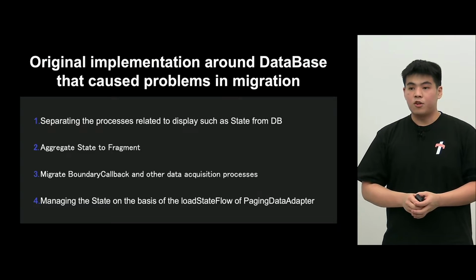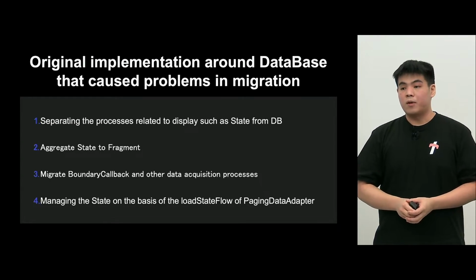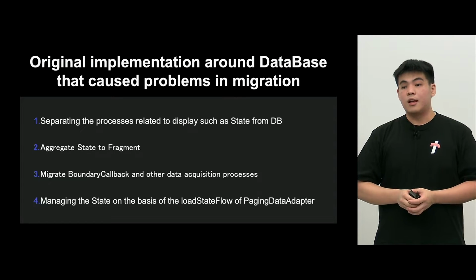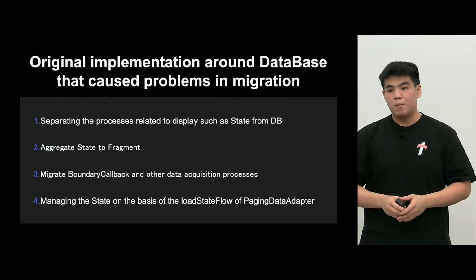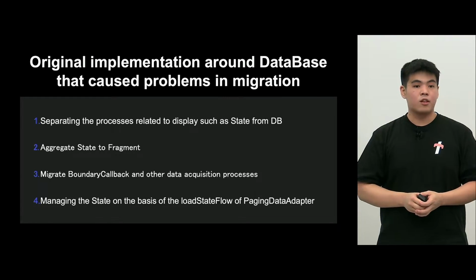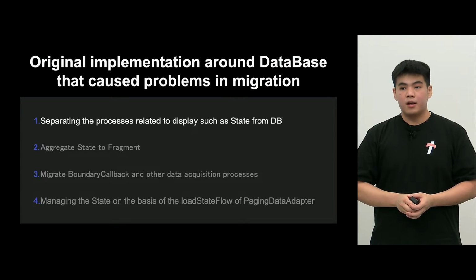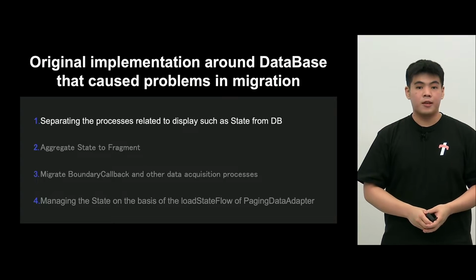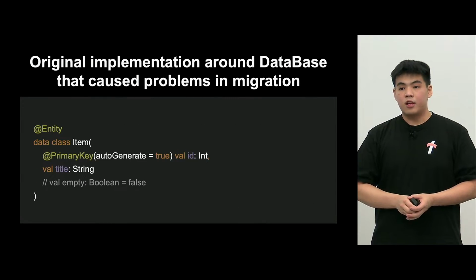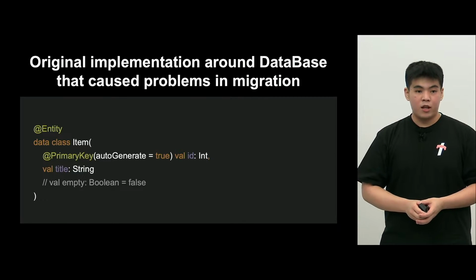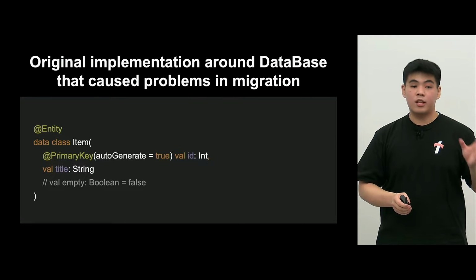First, we separated the processes related to the display, such as state, from the database and consolidated state into the fragment. Next, data acquisition processes, such as boundary callback, were migrated. Finally, we migrated to manage the state based on the load state flow of the paging data adapter. First, let's talk about separating state and other display-related processes from the database. In this example, the flags are removed from the database.